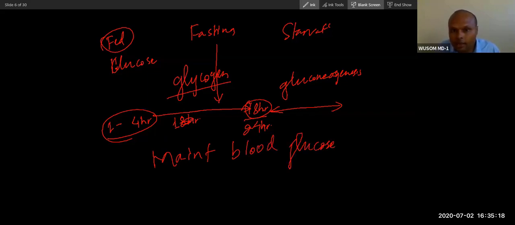Did you understand this? During the first 4 hours, dietary glucose is there. Between 4 to 18 hours, what is there? Glycogen is there to maintain blood glucose level. After 24 hours, or 18 hours to 1 day, what will provide glucose?